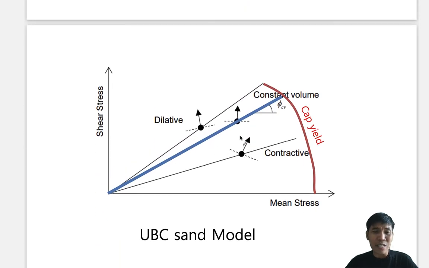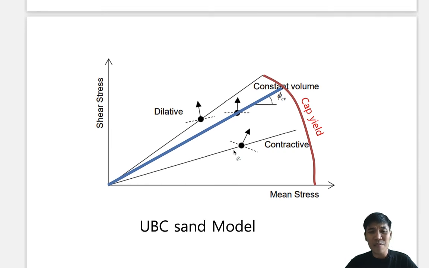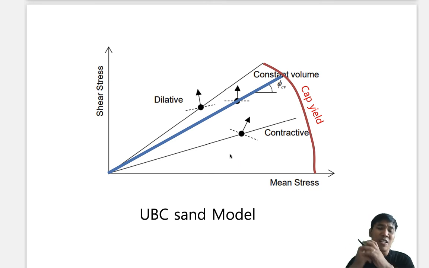And the next one is the model that they invented for sand. It's the UBC sand. UBC stands for University of British Columbia. It's from a PhD thesis. They proposed this model, I think, about 10 years ago, and right now it's quite popular because it's quite easy to understand. In UBC sand, the first thing is that you have the cap U here, and the U function is the same as the hardening soil model.